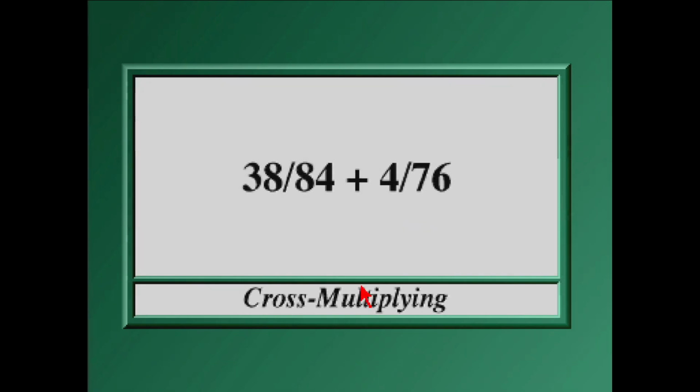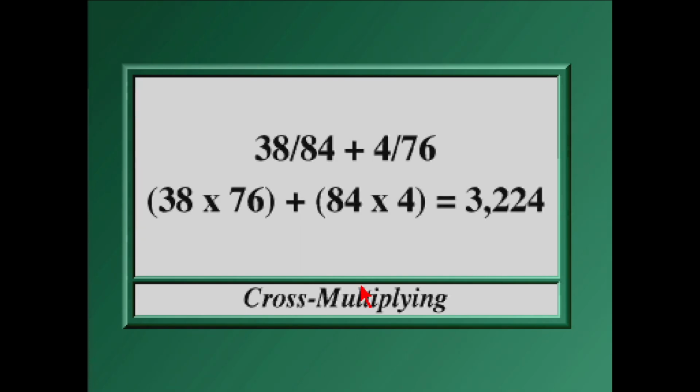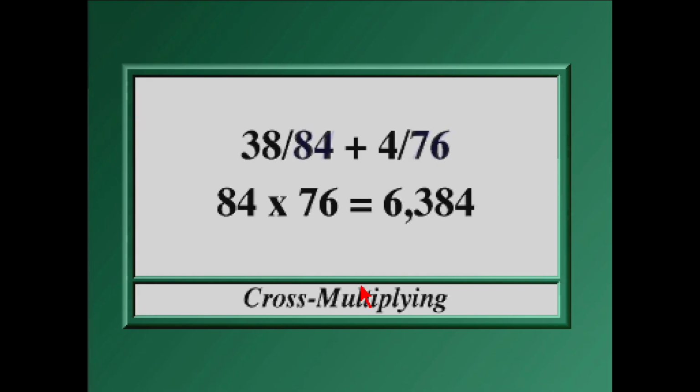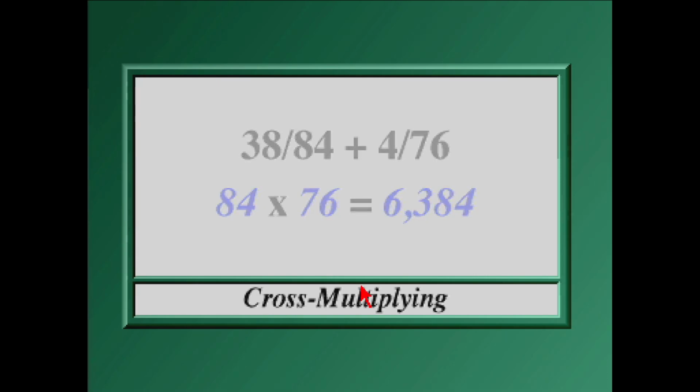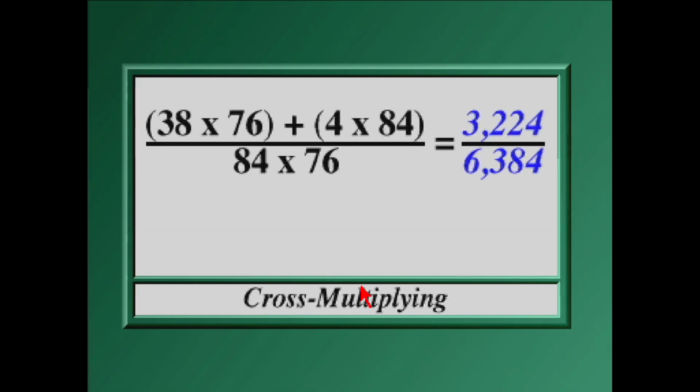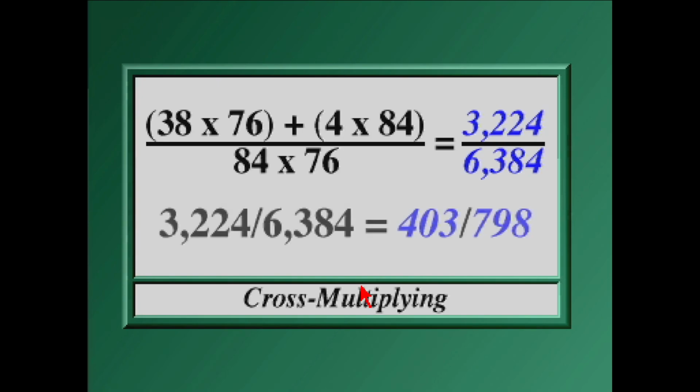To add 38 over 84 plus 4 over 76, use cross-multiplication. The numerator becomes 38 times 76 plus 84 times 4, or 3,224. To find the denominator, multiply the denominators. 84 times 76 equals 6,384. The fraction becomes 3,224 over 6,384, which reduced to its lowest terms is 403 over 798.